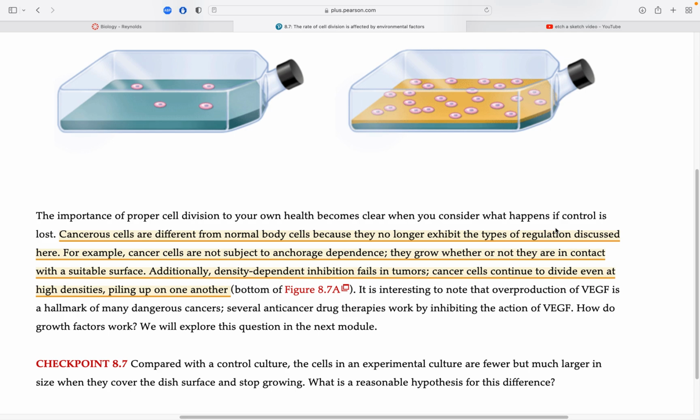These bad cells should destroy themselves, or your own immune system should destroy them, but they can trick the checkers into thinking that they're normal, so they just keep growing out of control.